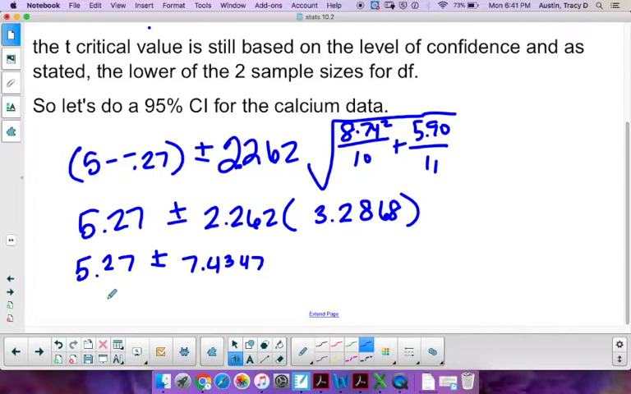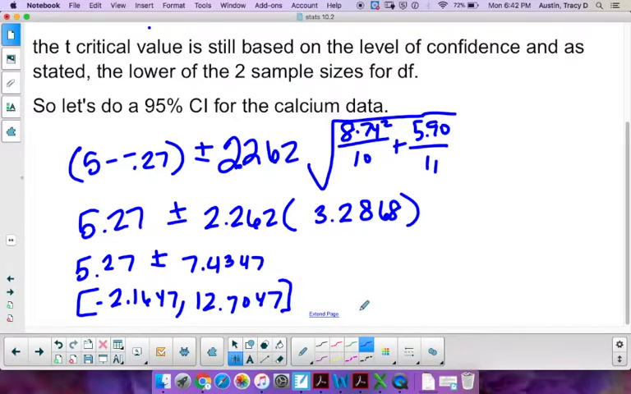All right, and lo and behold, 0 is going to be in the interval. 0.27 minus 7.4347, that's definitely in the interval, negative 2.1647. And 5.27 plus 7.447 is 12.7047.